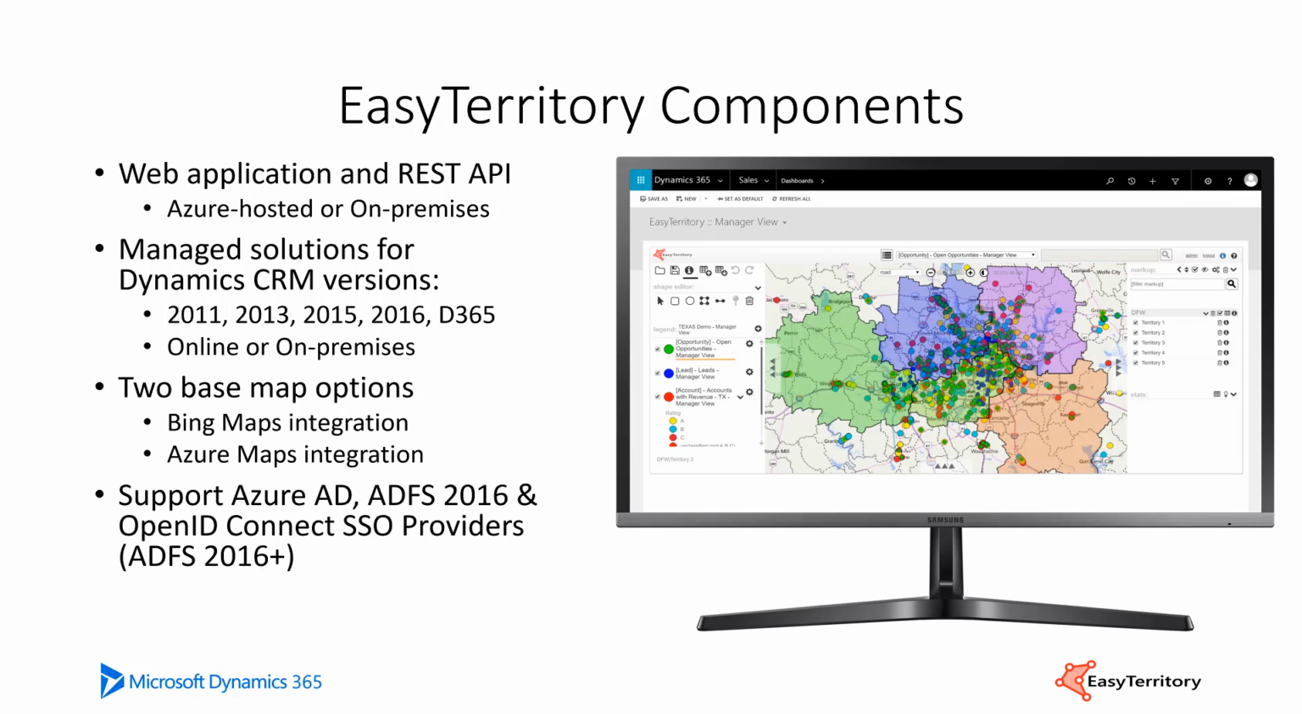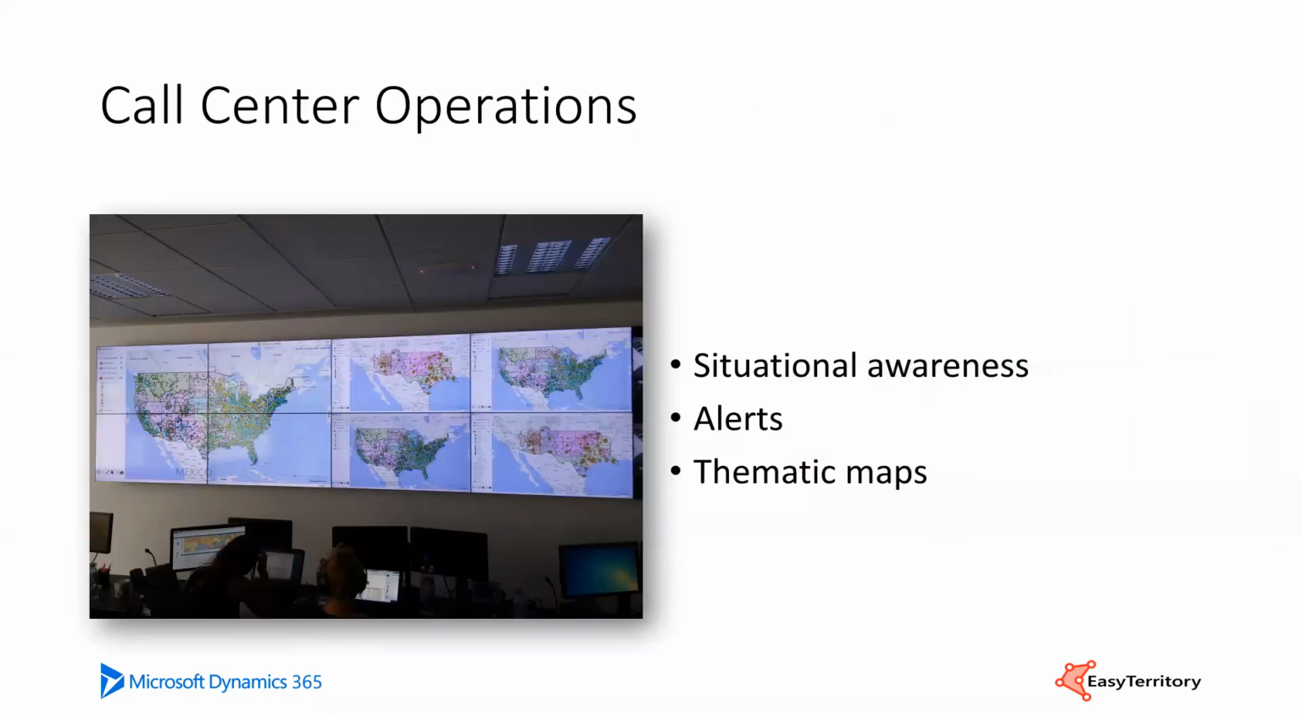All right. So to jump into some of the use cases in which EasyTerritory would be used, I'm going to start with the call center operations. So where you might have a call center that has dispatch operators working. And this is just an example of showing a situational map on the big screens in a call center. So some important things there are being able to see a view of everything or drill down into a specific area to see alerts and to also see thematic maps on the wall.